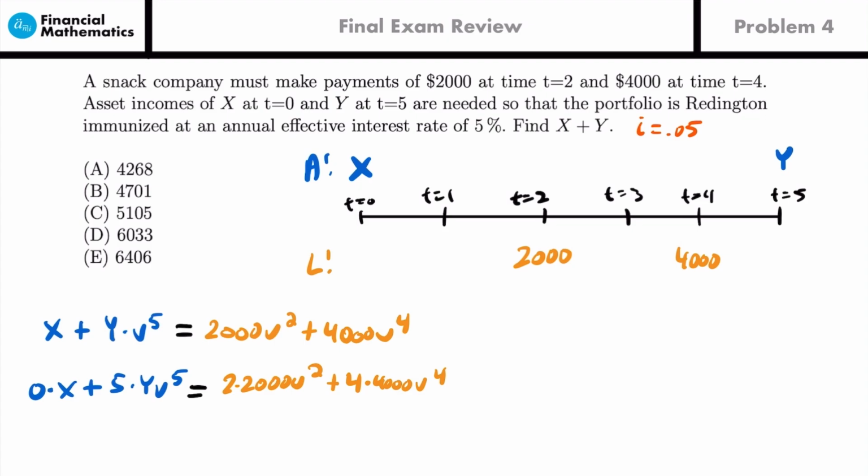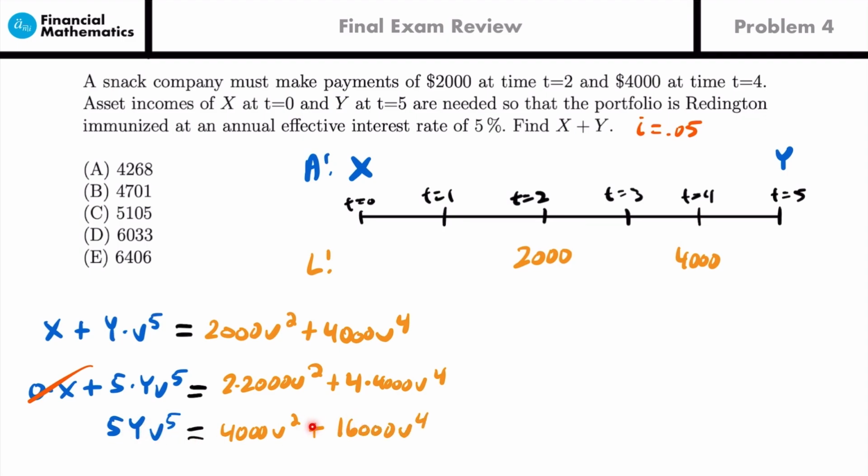All right, and now from these two equations, we should be able to solve for both x and y. The first thing I notice here is that we have 0 times x. That's going to be 0, so you can cross that out. And then in this equation, we should be able to solve for y. So that's what I'm going to do. We have 5y times v to the power of 5 is equal to 2 times 2,000 times v squared. So that will become 4,000 v squared. And we're adding that to 4 times 4,000 v to the power of 4. So we'll have 16,000 times v to the power of 4.